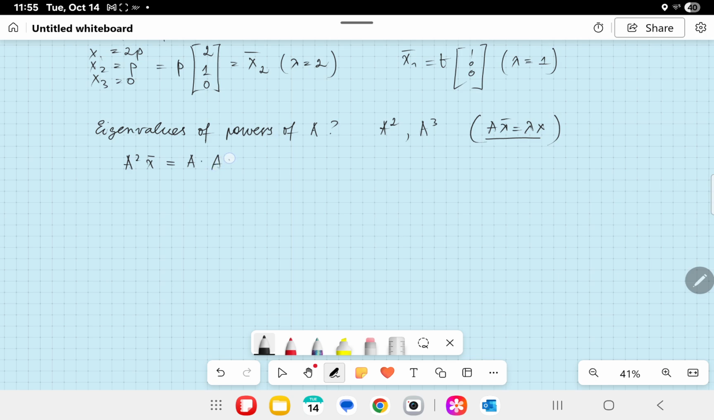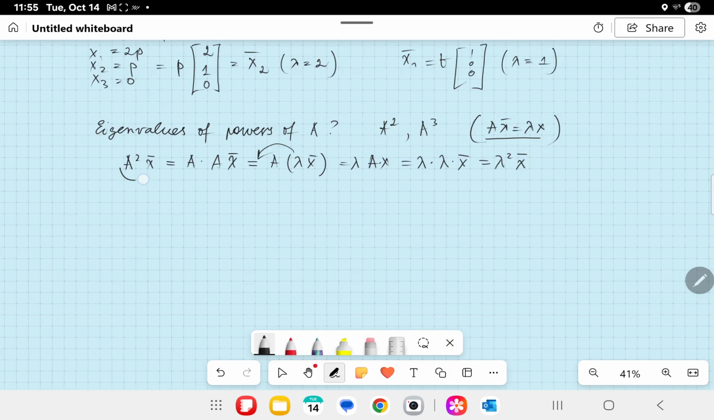A times Ax. And we know that Ax is lambda x, so you can write A lambda x. Lambda is just a number. You can always take it outside of the matrix, and that's lambda Ax. And Ax again equals lambda x. So we have lambda times lambda x, which is going to give us lambda squared x.